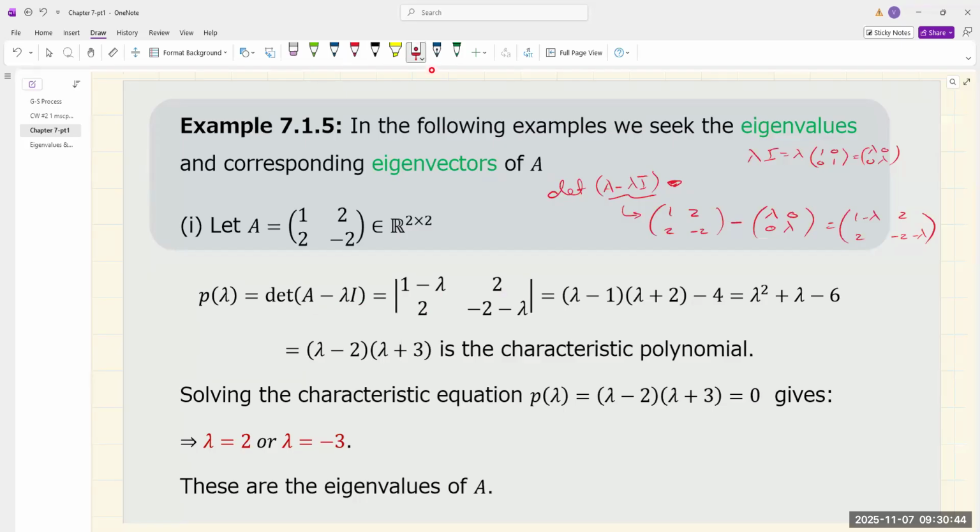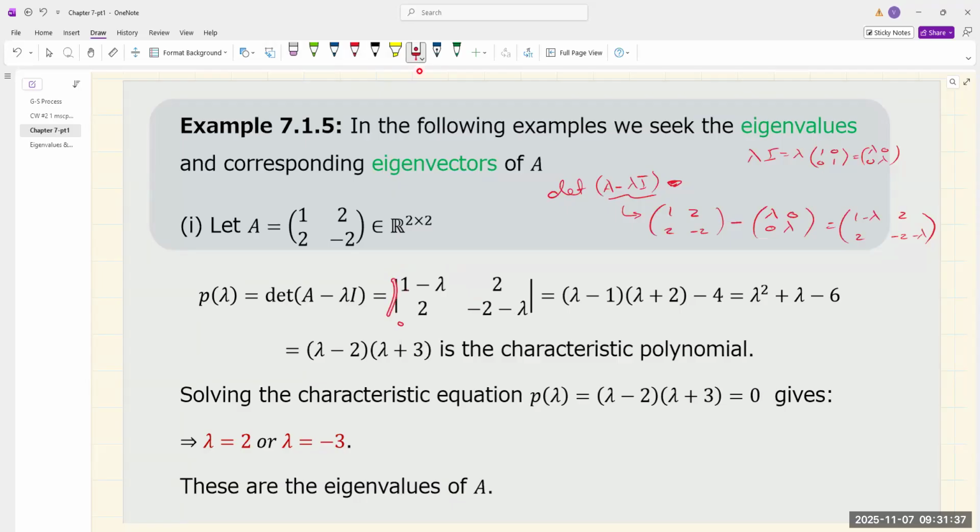There's a quick way to do this, by the way. When you have to work out A minus lambda I, the quick way: this is the matrix A, 1, 2, 2, minus 2. And how do you do A minus lambda I? You subtract lambda from the diagonal entries. That's all. To get the matrix A minus lambda I, take the matrix A and subtract lambda from each diagonal entry. That's the quick way to get it. Right?